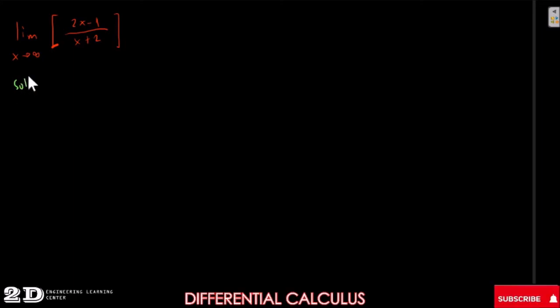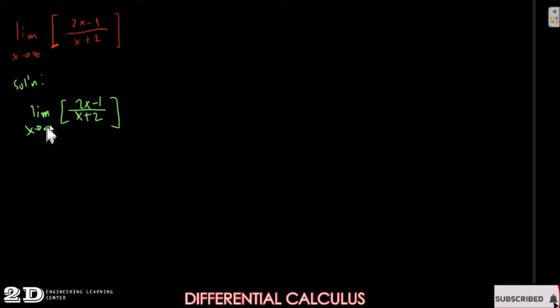So we have the solution. Okay, so we copy first the given, 2x minus 1 over x plus 2 as x approaches infinity. So let's multiply both sides of the equation by 1 over x. So 2x minus 1, times 1 over x, over x plus 2 times 1 over x.